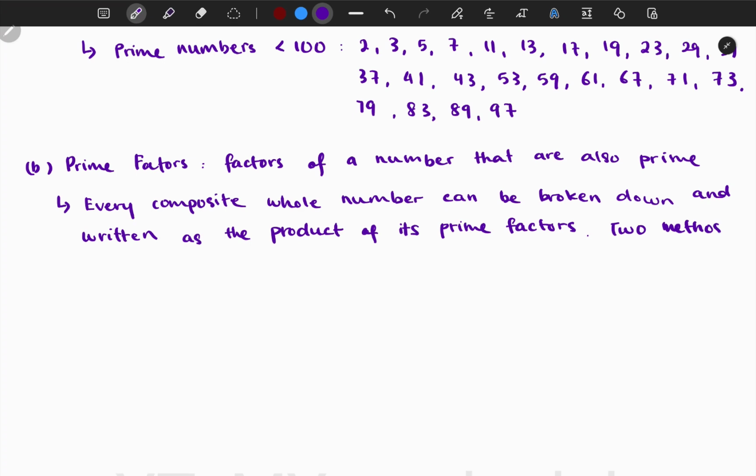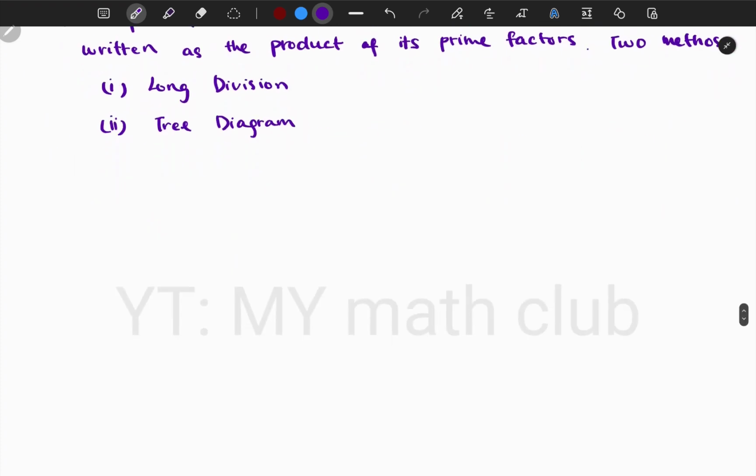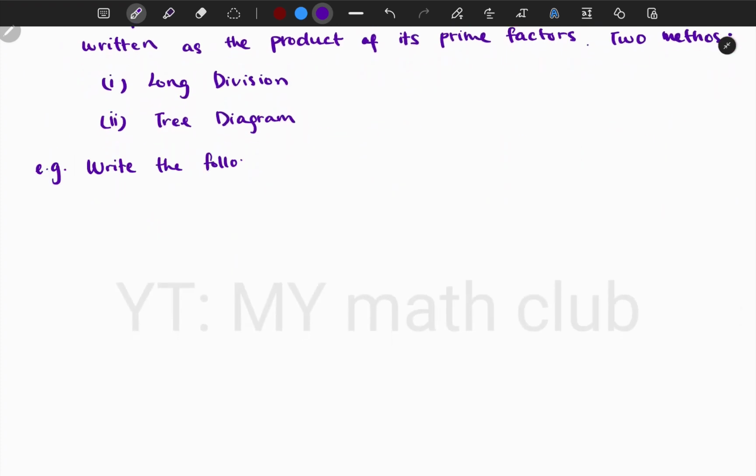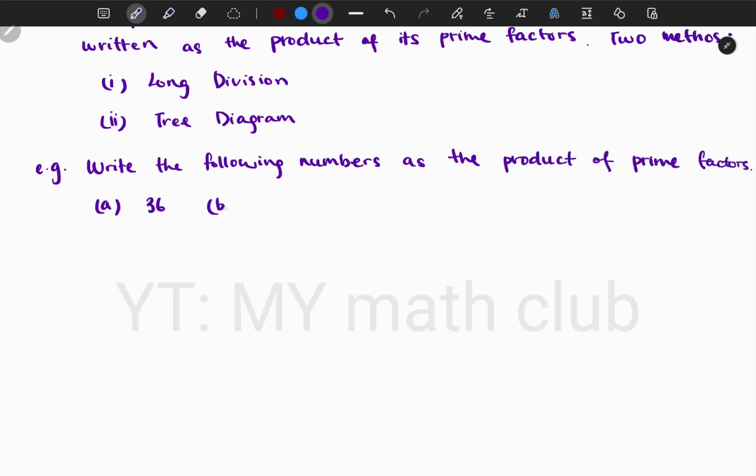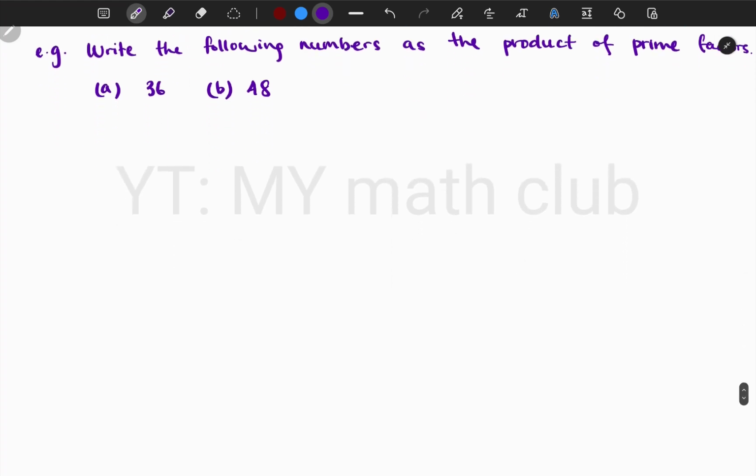There's two methods to do this. We're going to go through both of them. One is long division and the other one is called a tree diagram. For an example, we're going to do this exercise. We're going to write the following numbers as a product of prime factors. A is 36 and B is 48. We're going to try both of the methods, long division and tree diagram, and you can look at which one suits you better, both of which would give you the same answer anyways.